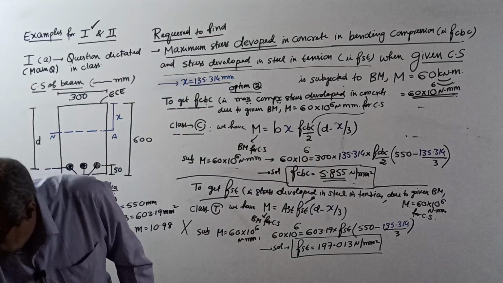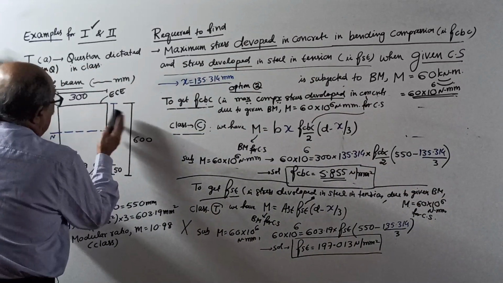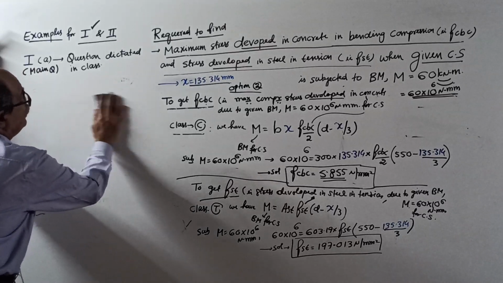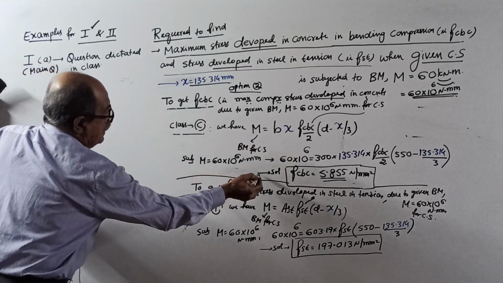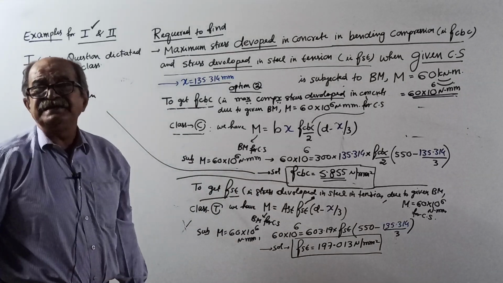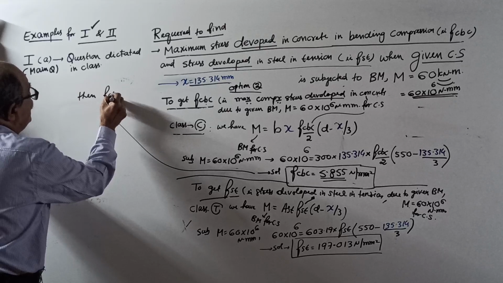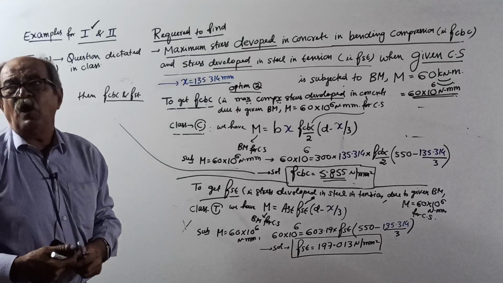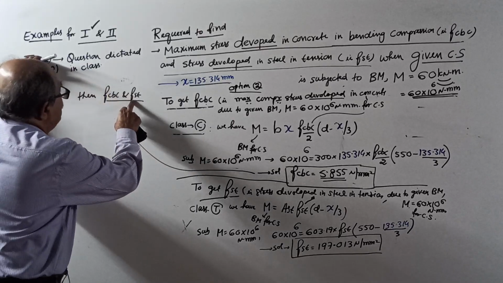I will write here because of the space problem. I do not want to rub anything out. So what is option 2? Get FCBC using M based on the compression side. Then, once you get that, there is a relation between FCBC and FST. If you know how much compressive stress will come in concrete at the extreme fiber, for the same bending moment you can find how much stress will come in tension steel.